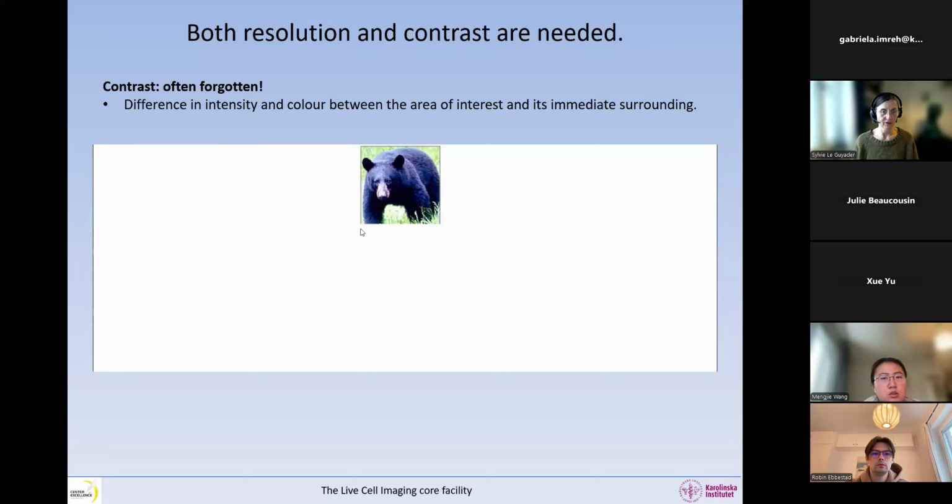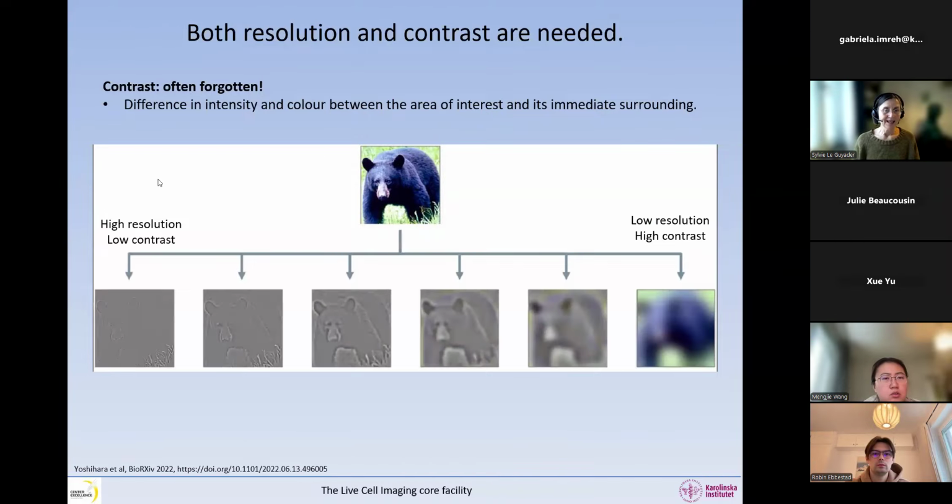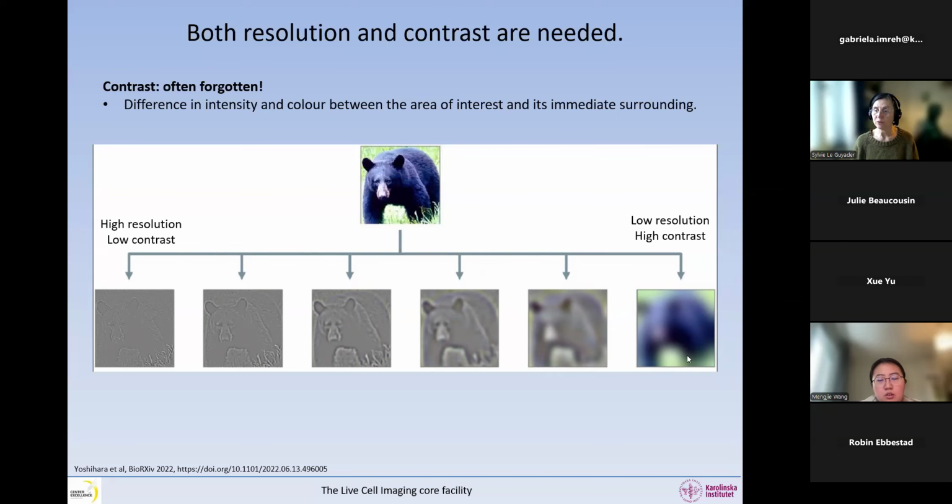So you can see this very nice black bear that is walking towards us. This image could have a high resolution and a low contrast. You can see in here, we can see all the details of the hair on the fur. We can see the grass in here. So it's a high resolution image with a low contrast. And on the other side of the scale, we could have an image with a very low resolution, so no details, but we have a very high contrast.